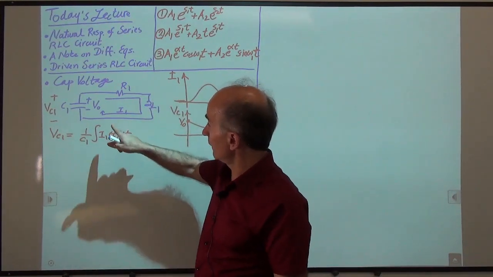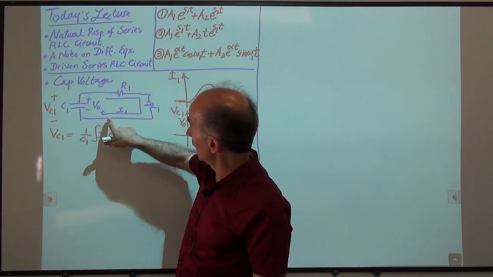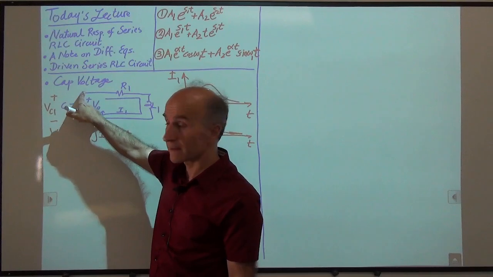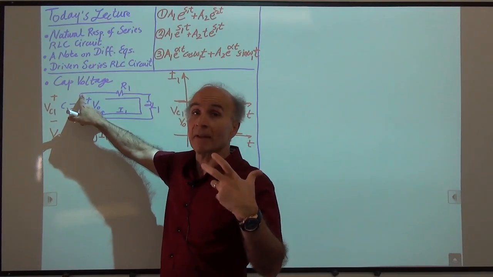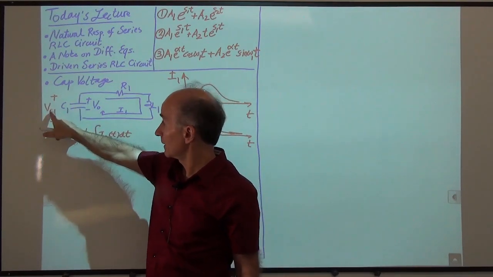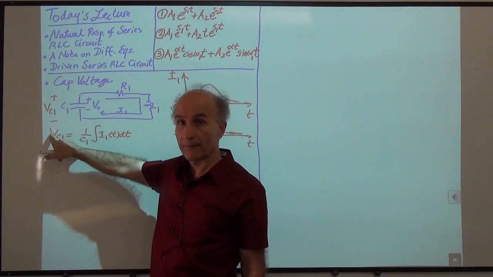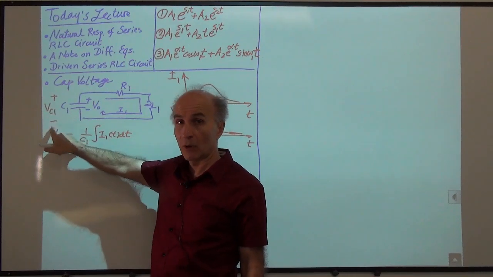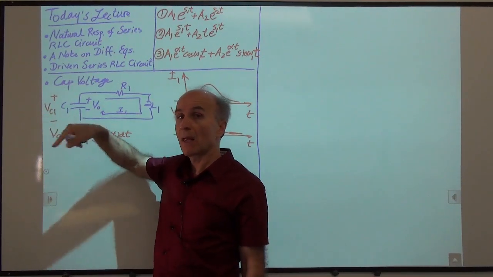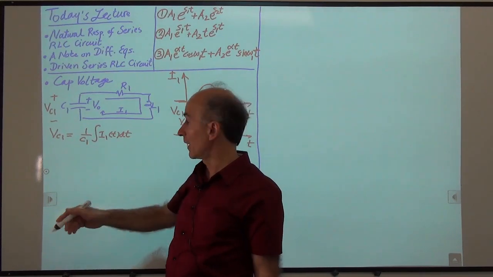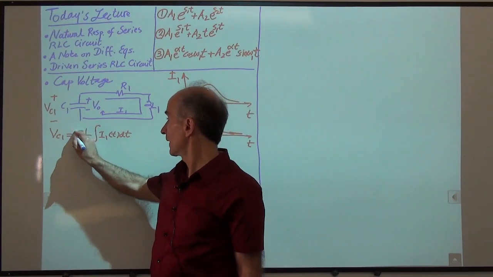Here, the current flowing through the capacitor is going from the low terminal to the high terminal, right? This I1 going like this. Whereas the voltage that I have assigned to the capacitor has its high potential over here, low potential over here. So the current through the cap is going from low potential to high potential. Therefore, the equation of the capacitor takes a negative sign. So we have a negative sign right here.